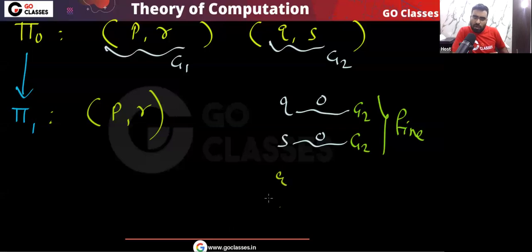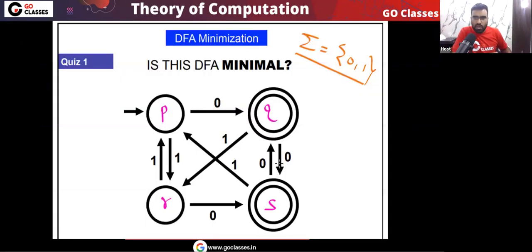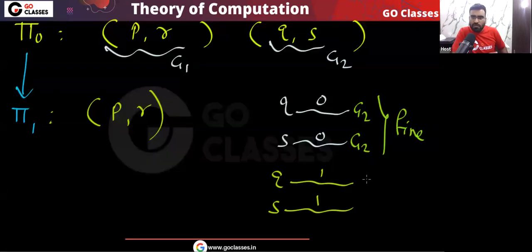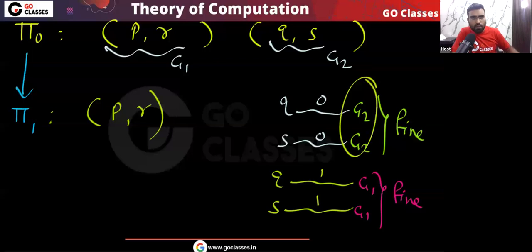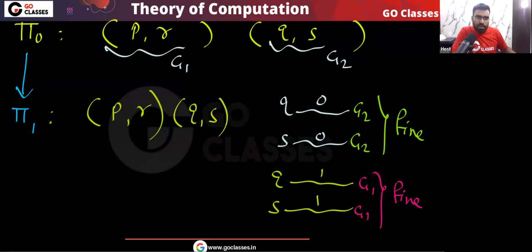What about Q S on 1? See, this is your group number 1. Q S on 1, they are going to group number 1. Do you agree? So this is also fine. So can you notice, Q S on 0, they are going to the same group, and on 1, they are going to the same group. So can I say they will also be together? Can I say pi 0 and pi 1 are the same?